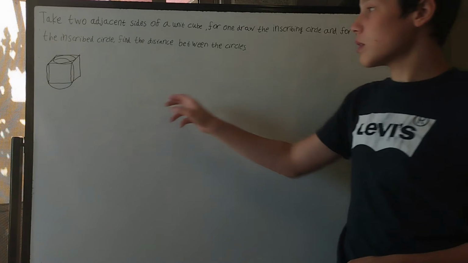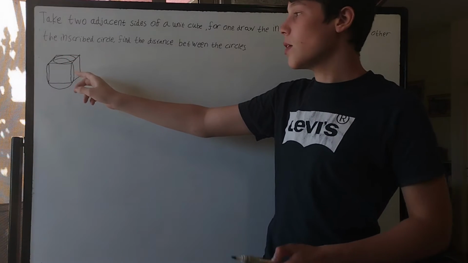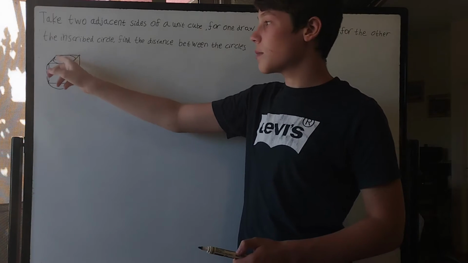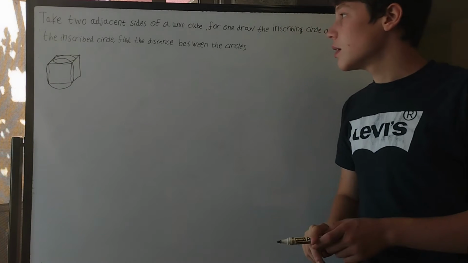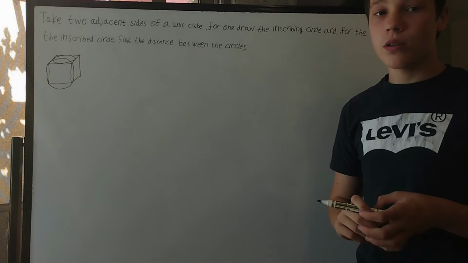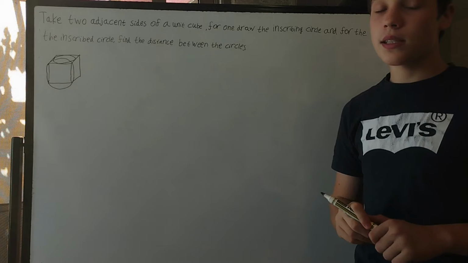And for the other one, like this top one, draw the inscribed circle. Now find the distance between the two circles. And just to clarify, the distance is not 0.